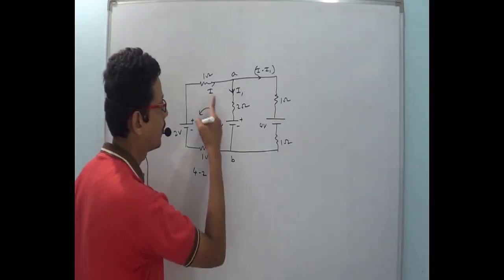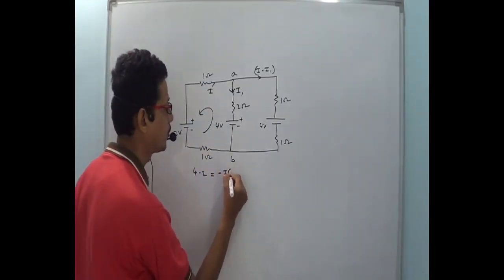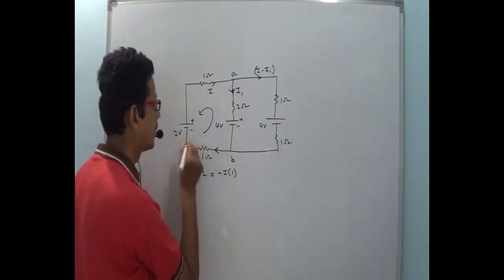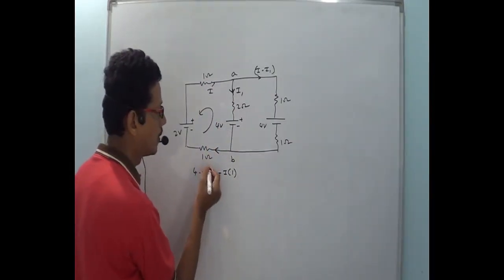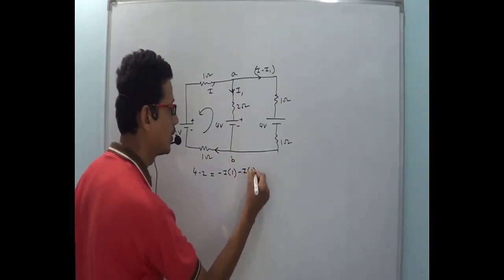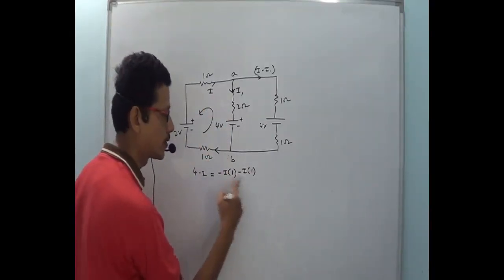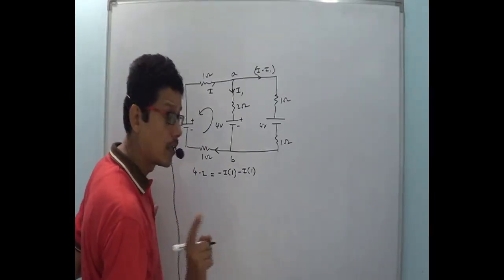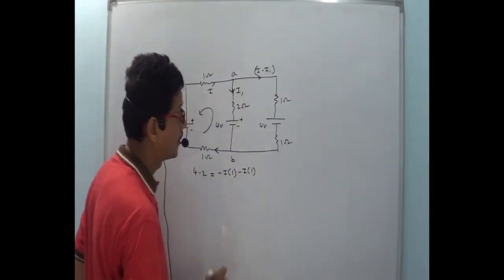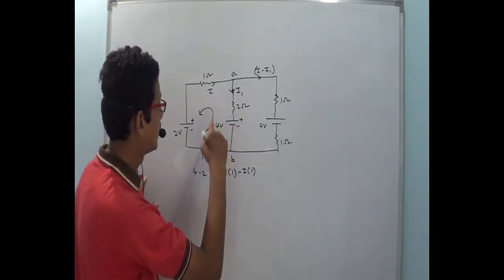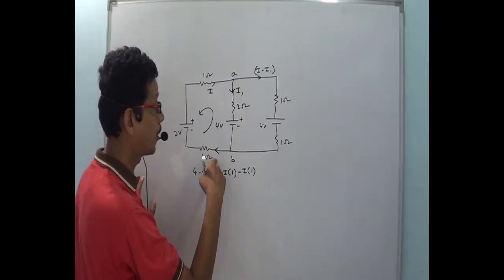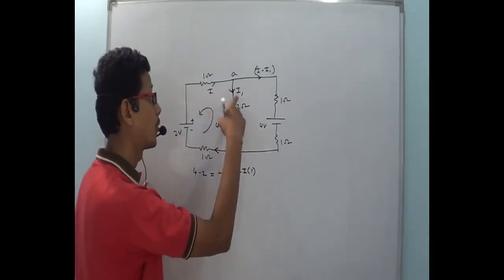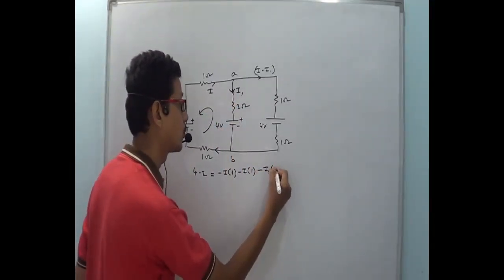Is equal to, and what is this? Minus I into 1. Here also there is current, it comes like this and goes from here like this. And what about this, minus I into 1, and the potential difference here as well. Potential difference is nothing but IR. I'm going like this, I'm going opposite to the direction of current, so I have taken the potential difference as minus. And here also I'm going opposite to the direction of current. This is minus I1 into 2.